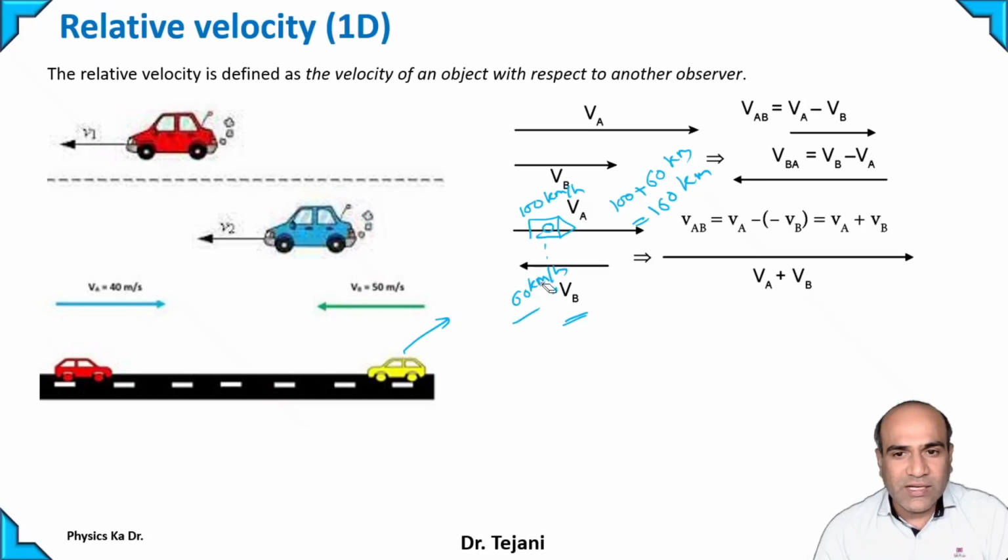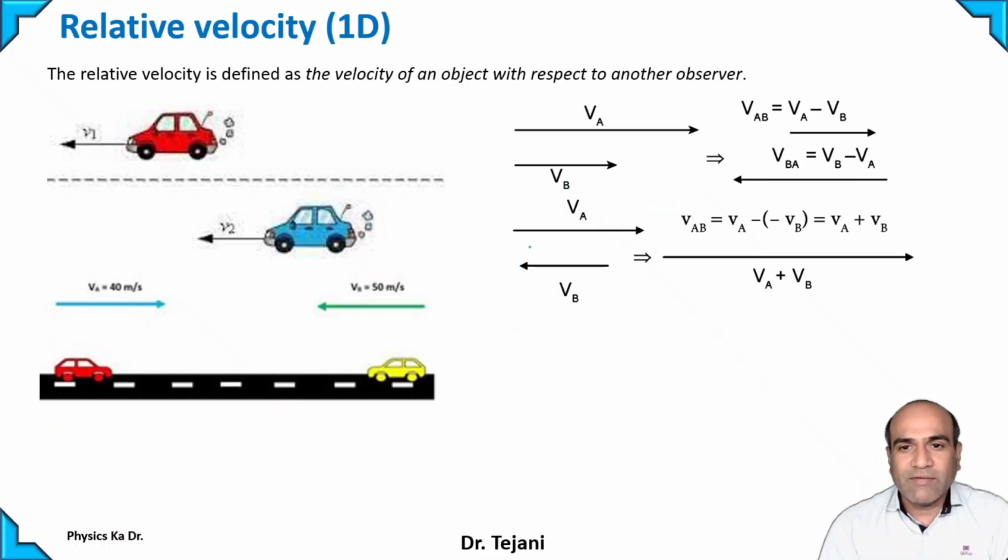If a collision happens between these two cars, if both have an accident, VA is running in this direction and VB is running in this direction, and both observe the accident. The effect of velocity becomes VA plus VB.